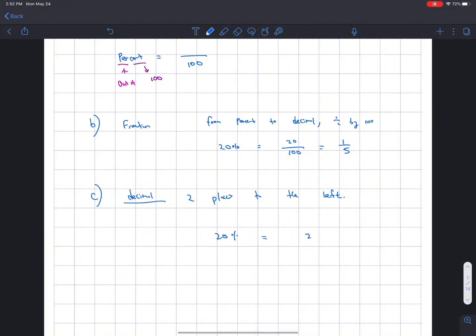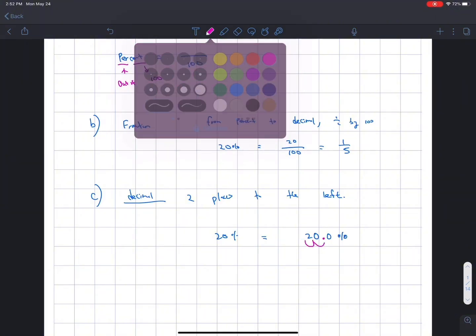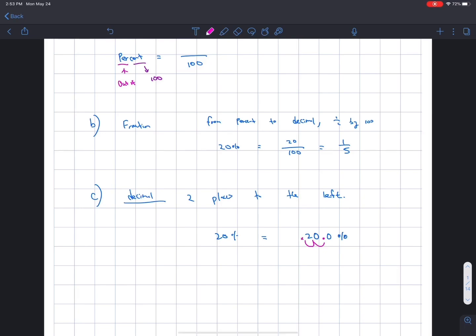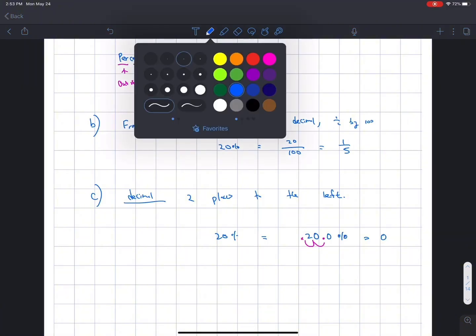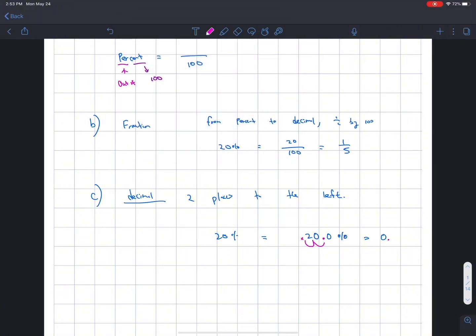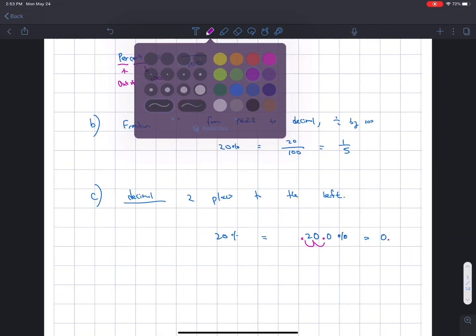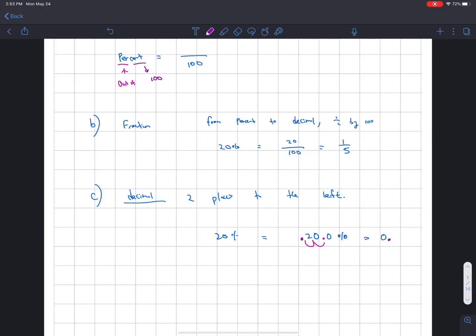First I need to give this a decimal point, right? 20.0 and 20 is the same. And now we can move this decimal point 2 to the left. And once we have done that, we can get rid of the percentage sign. So the new point will be here. So we'll have 0 point, well, maybe I'll just use a purple. Yeah. So 0.20. So that's the quick method of changing a percentage into decimals.